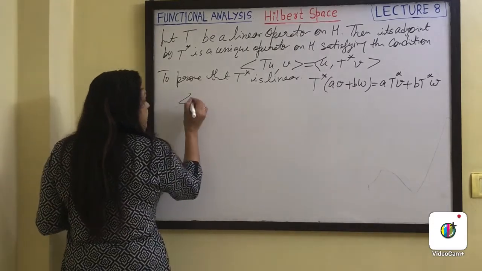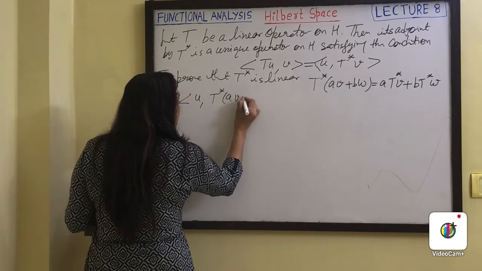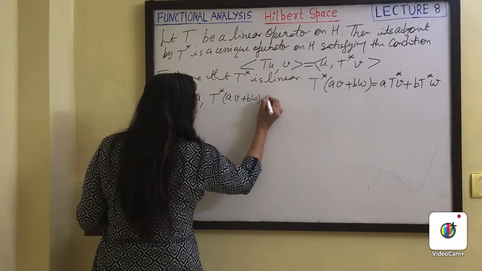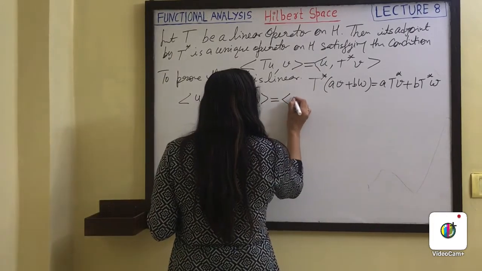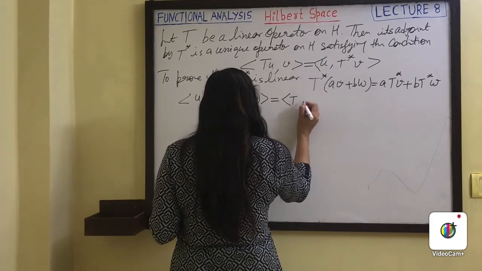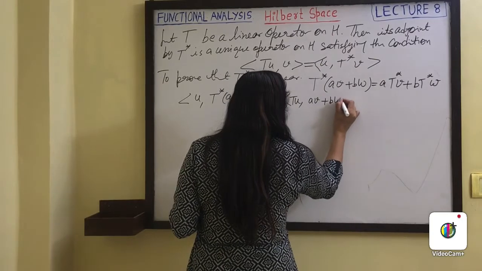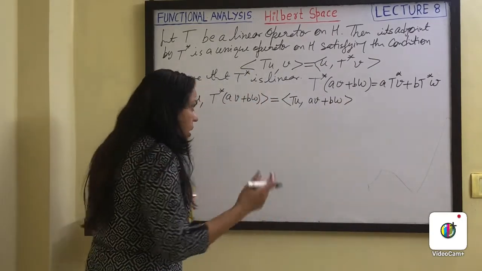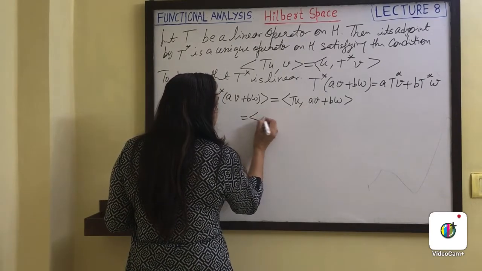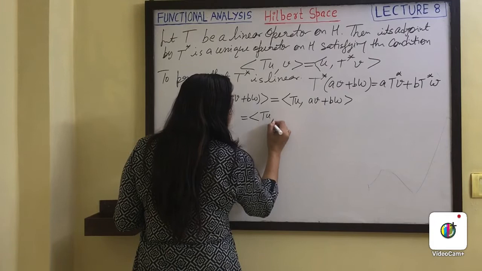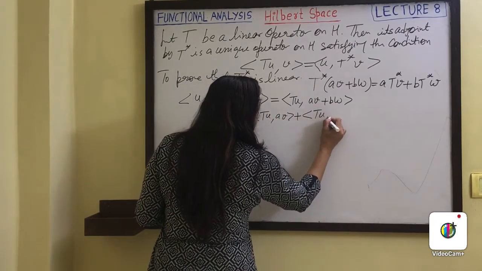Let's start from here. Inner product of u comma T star of av plus bw is equal to, according to this definition, inner product of Tu comma av plus bw. Okay, and now from here, using the distributive property, it can be written as inner product of Tu comma av plus inner product of Tu comma bw.